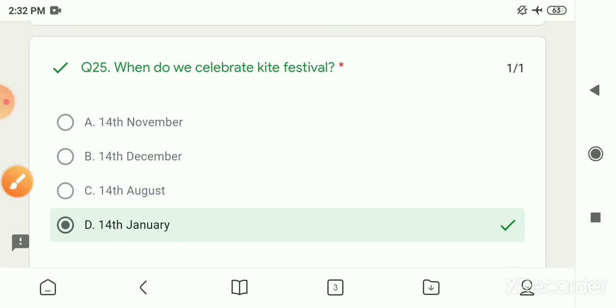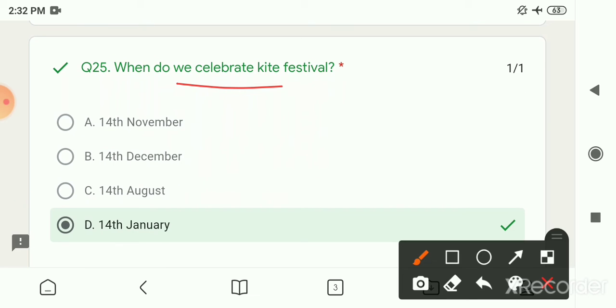Next, 25th number, when do we celebrate Kite Festival? The options are 14th November, 14th December, 14th of August and 14th January. So here your answer is option D, that is 14th January. On this day we celebrate Uttarayan, which is the festival of kites and string, or you can say kite festival. So here your answer is option D, that is 14th January.